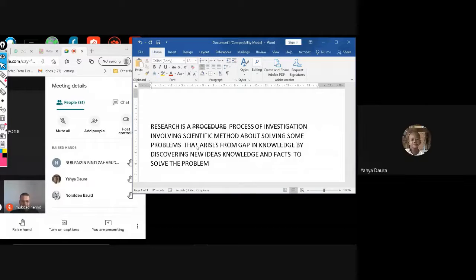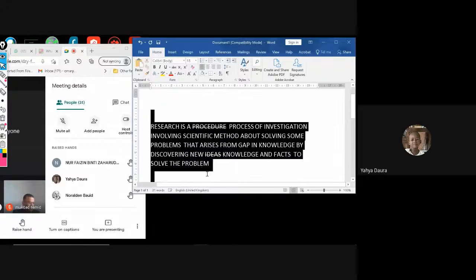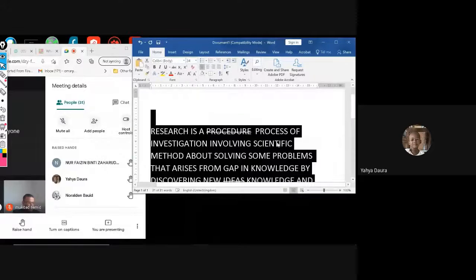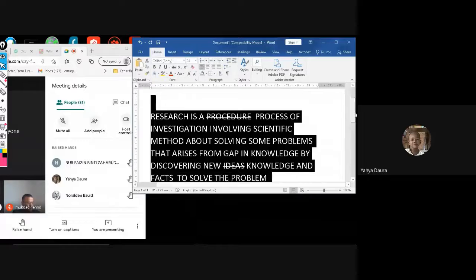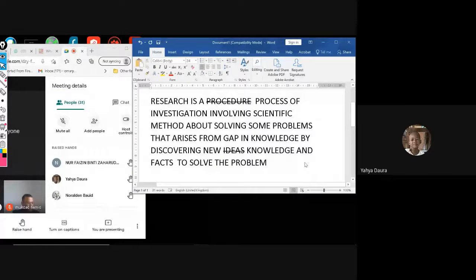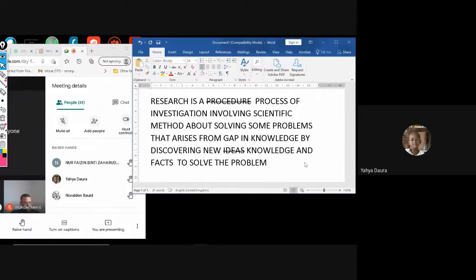Yes, I think what she said about solving some problem that arises from gap in knowledge by discovering new ideas. I think the end should be, that is, with a view to finding a new knowledge or bringing about a lasting solution to a problem or mitigate the problem. Because some problems you just have to mitigate them. You are not bringing about a lasting solution.